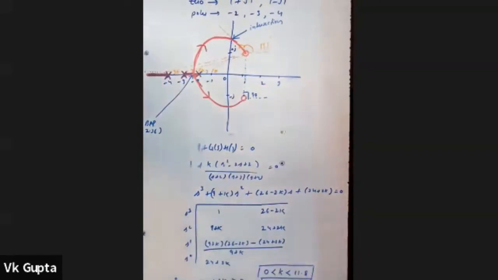This was a very important question. So many times this question has come. Please note there are two things: one is angle of departure and one is angle of arrival. So this completes our root locus sketch.